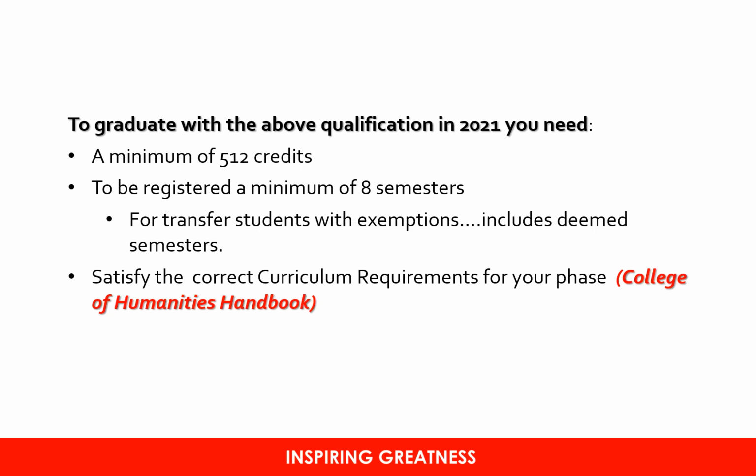So please check the number of semesters. If you've completed 6 semesters so far, then obviously you are going into your 7th and 8th this year and you are on track to complete. But if you have missed out a semester for whatever reason, then remember that you have to register for 8 semesters in order to complete the degree.